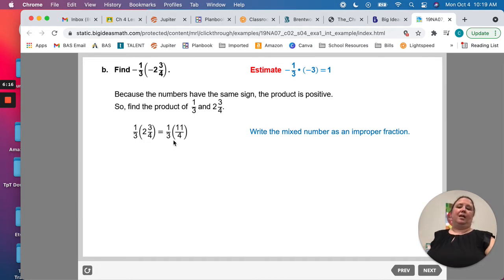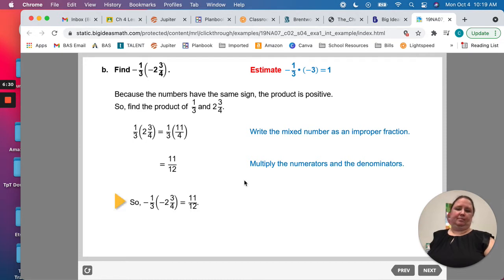Okay, so now that I have it as an improper fraction, I can do what? Multiply straight across. What is 11 times 1? 11. What is 4 times 3? 12. So 11 twelfths. So that's your answer. Yep. Very good. All right, you may do your try-its.